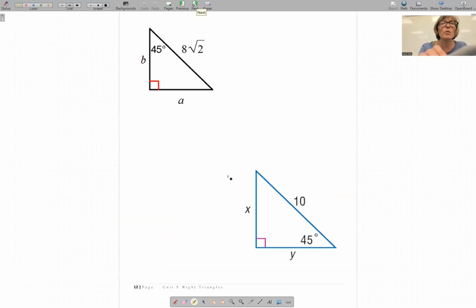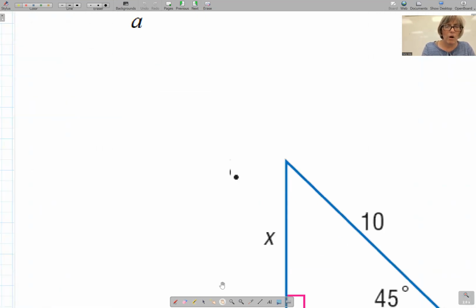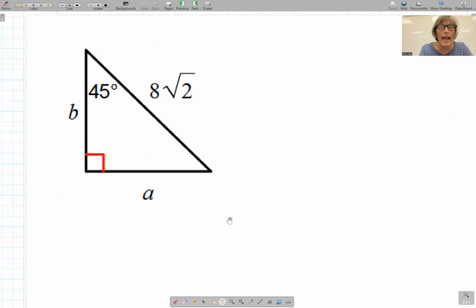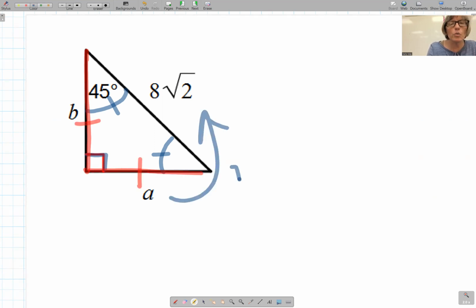I'll do this page with you, this page on your own. Ready? Watch how I chant and mark at the same time. You should get in the habit of doing this as well. Ready? 45, 45, 90. Leg, leg, leg, root 2. There's the pattern. The legs are equal. The hypo is whatever the leg is times root 2. But wait, there's no leg.